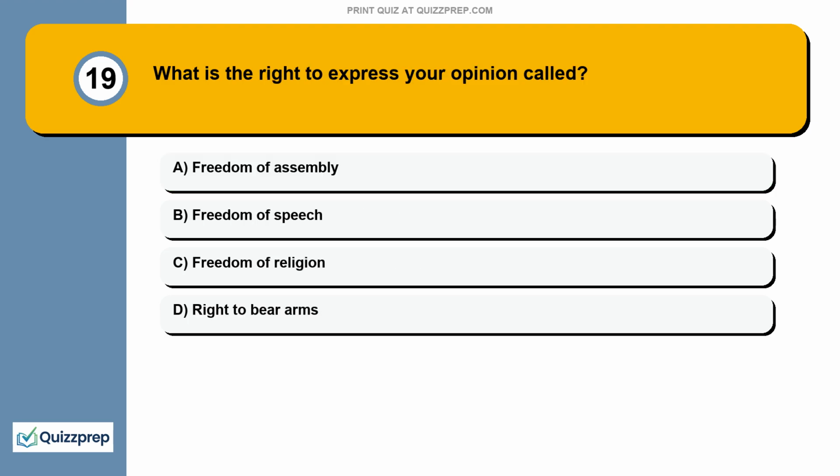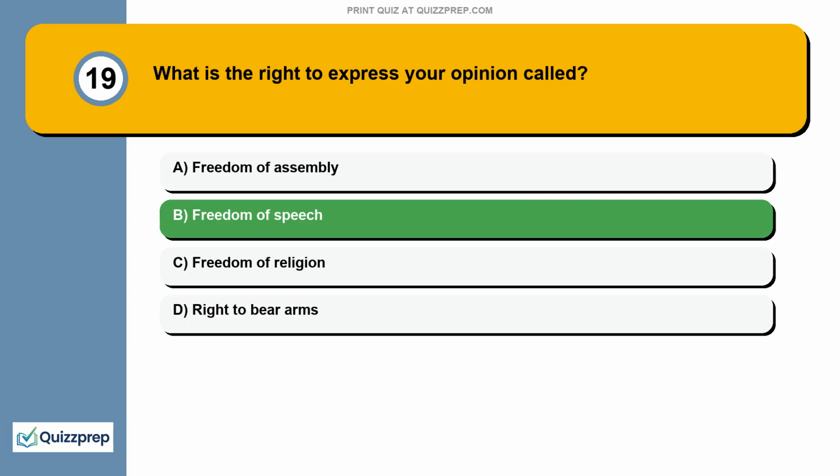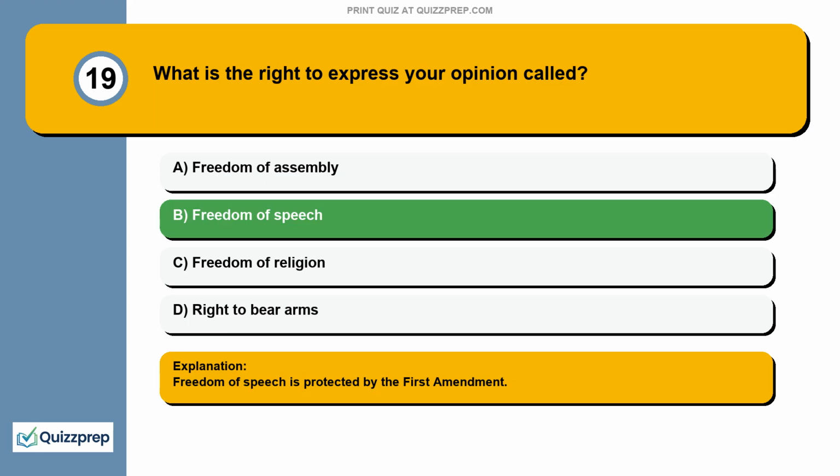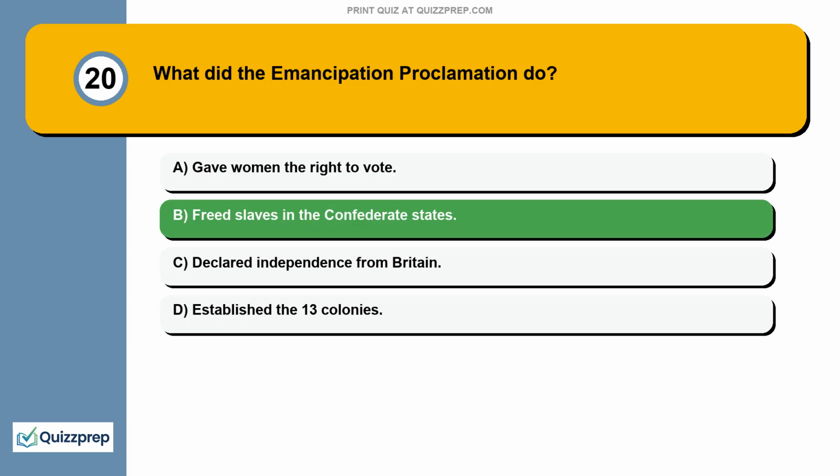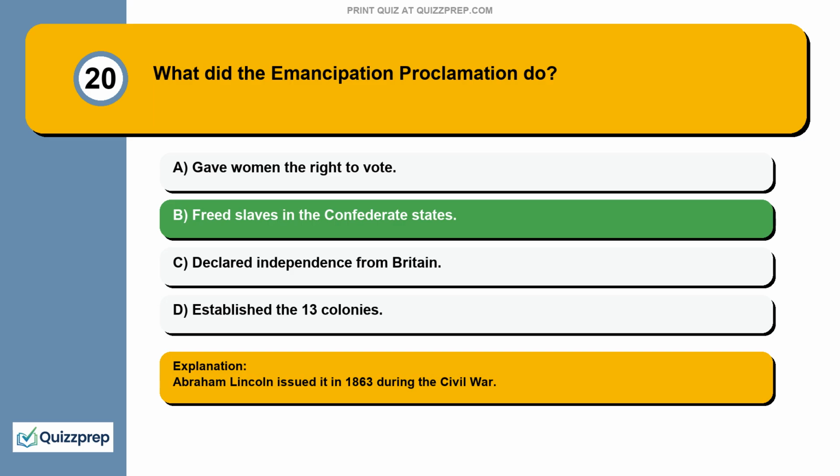Question 19. What is the right to express your opinion called? Freedom of assembly, freedom of speech, freedom of religion, right to bear arms. Freedom of speech is protected by the First Amendment. Question 20. What did the Emancipation Proclamation do? Gave women the right to vote, freed slaves in the Confederate States, declared independence from Britain, established the 13 colonies. Abraham Lincoln issued it in 1863 during the Civil War.